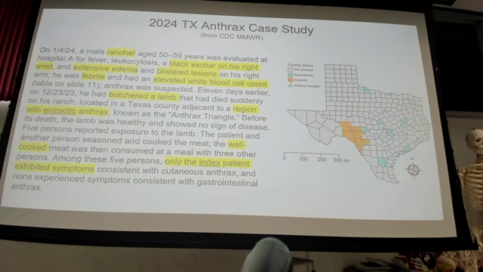Yes, exactly. Never eat something where you don't know how it died is kind of a good golden general rule to follow, I think. His age, 50 to 59, I mean, that's getting a little bit up there, I don't know. Fever, leukocytosis. What is leukocytosis? White blood cells, so increased levels of white blood cells. Extensive edema and blister lesions.